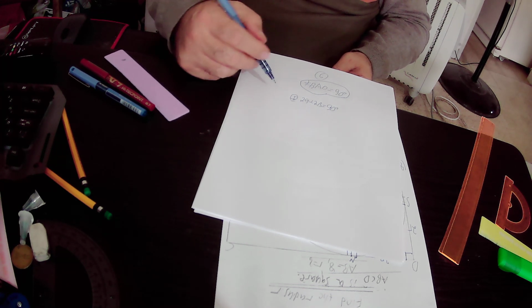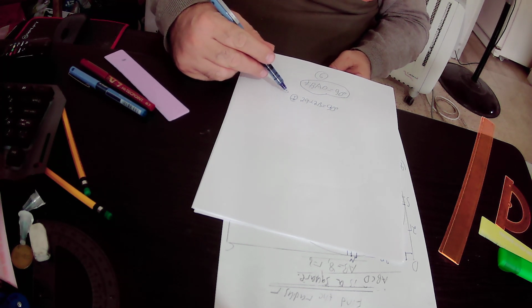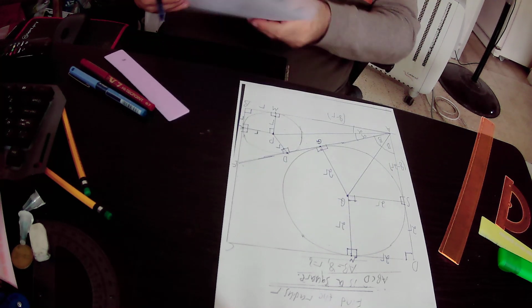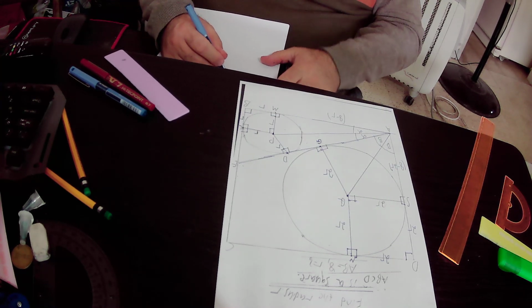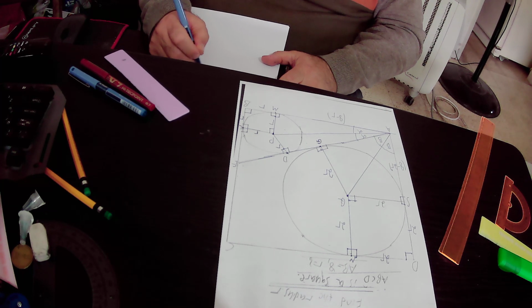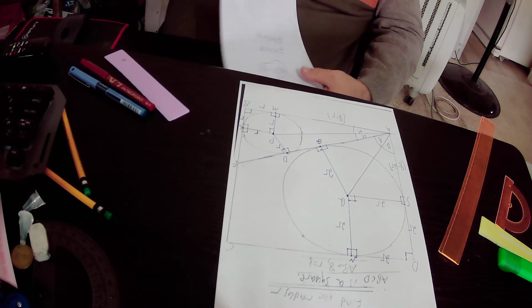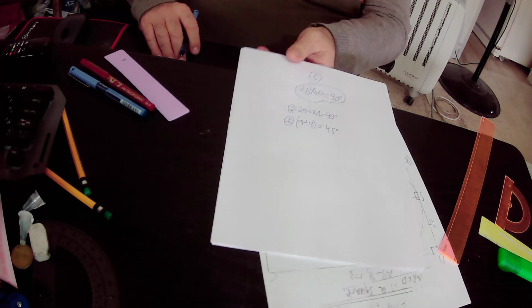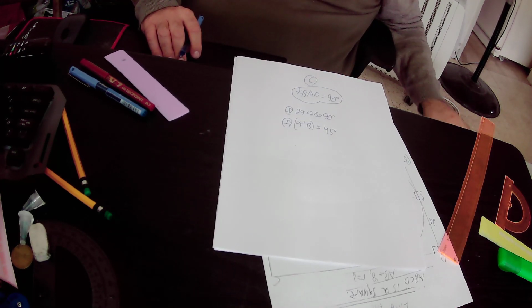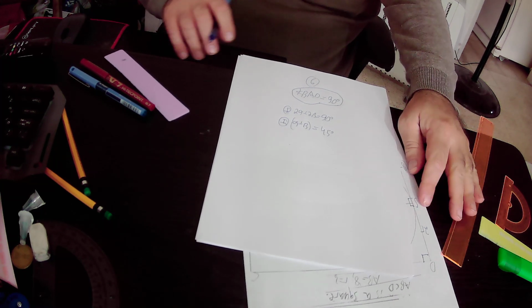Here we'll divide equation number 1 by 2, and we will get that alpha plus beta equals 90 degrees over 2, which is 45 degrees. So we actually found out that alpha plus beta equals 45 degrees.